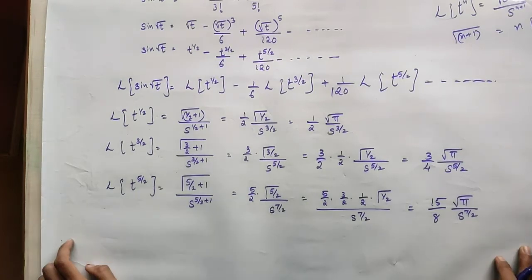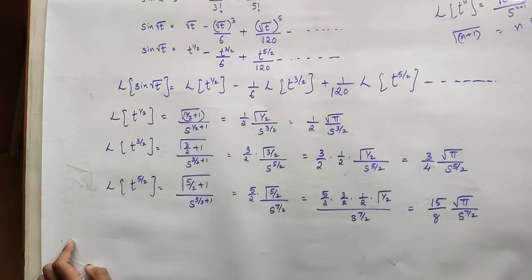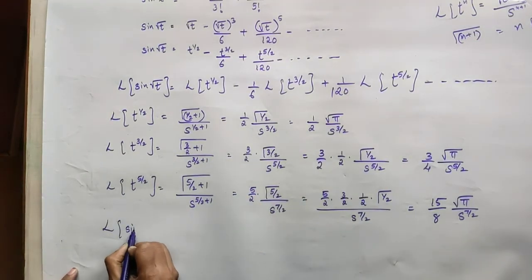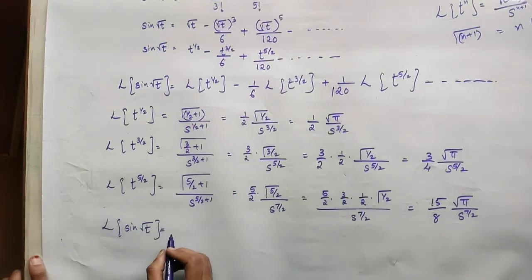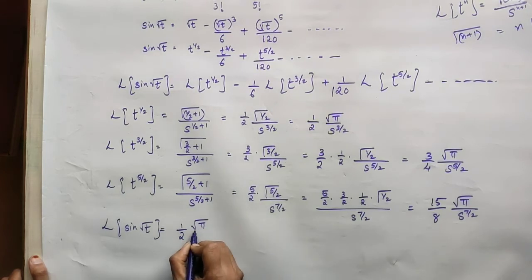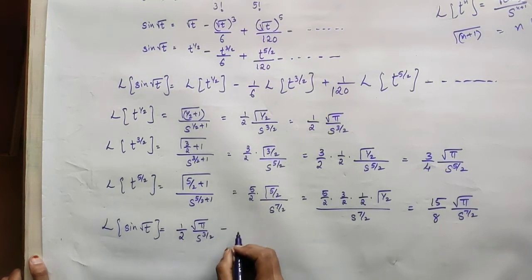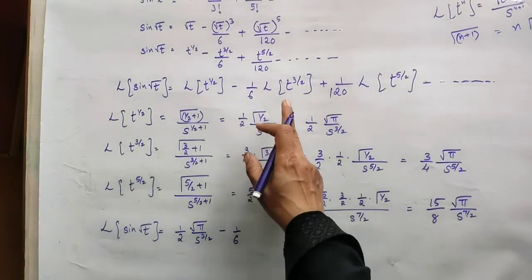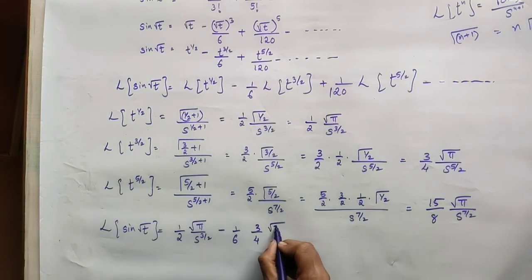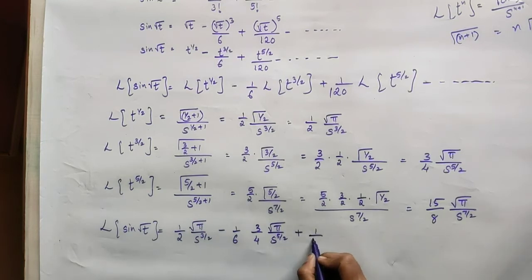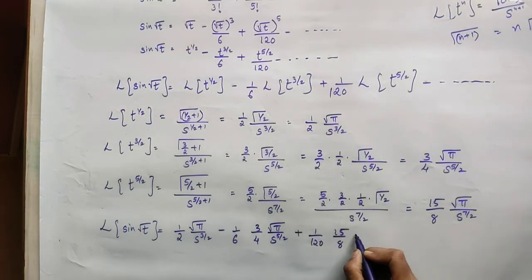Now what we have to do is substitute all of these in this expression and try to simplify it. So you get the Laplace transform of sine root t as follows. The Laplace transform of t to the power half is half root pi over s to the power 3 by 2, minus 1 by 6 constant, keep it as it is, times the Laplace transform of t raised to 3 by 2, which is 3 by 4 root pi over s to the power 5 by 2, plus 1 by 120, again constant, keep it aside, times the Laplace transform of t raised to 5 by 2, which is 15 over 8 root pi over s to the power 7 by 2.